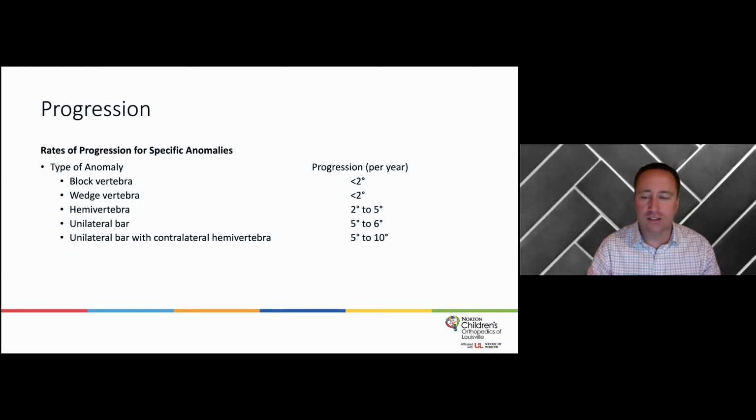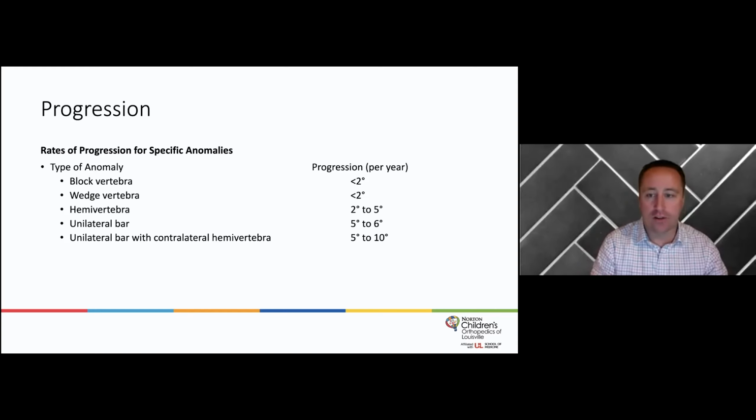And this is just a rule of thumb, and just like anything else in medicine, you can use this, but there's some that's going to meet these rules and some that's going to be a lot worse. But if it's a block vertebra, you're probably not going to have too much progression, which is good. If it's a wedge vertebra, it's pretty similar to a block vertebra. It's just a little bit smaller.